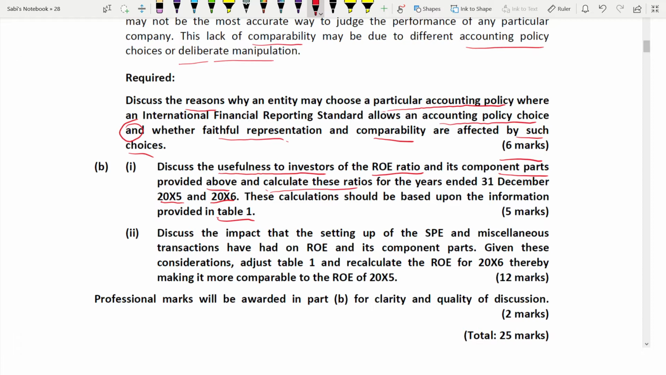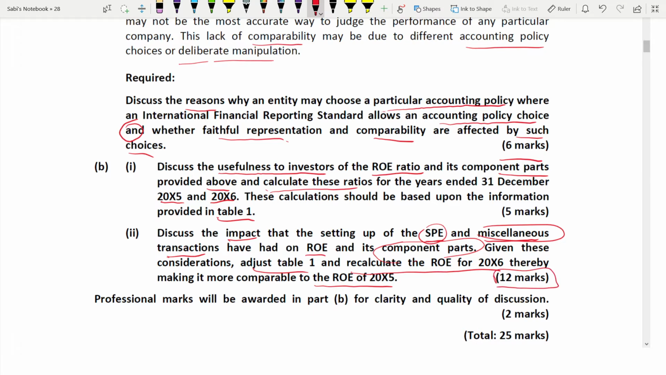Discuss the impact that the setting up of the SPE and the miscellaneous transaction have had on ROE. So they are specifically referring to this and this that will have an impact on ROE and its component parts, not only on ROE, also on its component parts. Given these considerations, after you show the impact, you have to adjust table 1 and recalculate ROE for 2006 only, thereby making it more comparable to the ROE of 2005. Only 2006 you have to adjust, so that now you can compare 2005 and 2006. You have to recalculate what has been calculated already in table 1, for 12 marks.